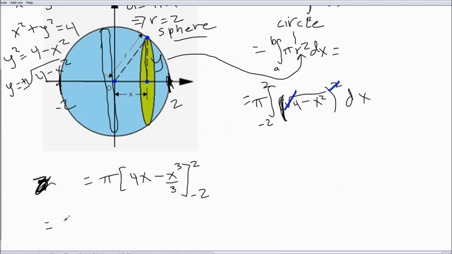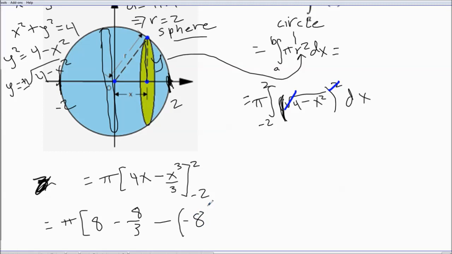So let's do that. Okay, here's pi. Let's start plugging in our bounds, and I'm going to do mental math here, y'all. So 4 times 2 is 8, and I'm going to plug in a 2 right here, and 2 cubed is 8, so minus 8/3. Fundamental theorem of calculus says to put a minus and parentheses, so now I'm going to plug in a negative 2 right here.